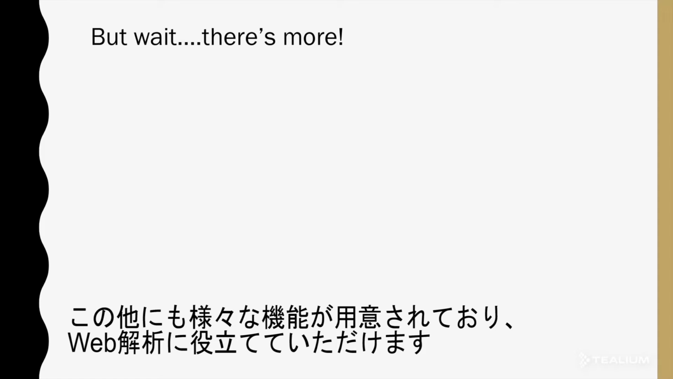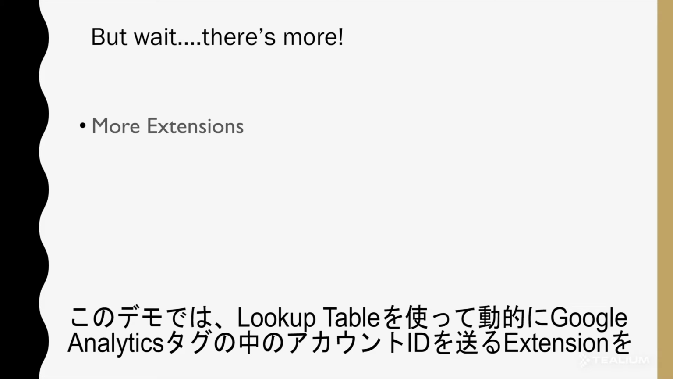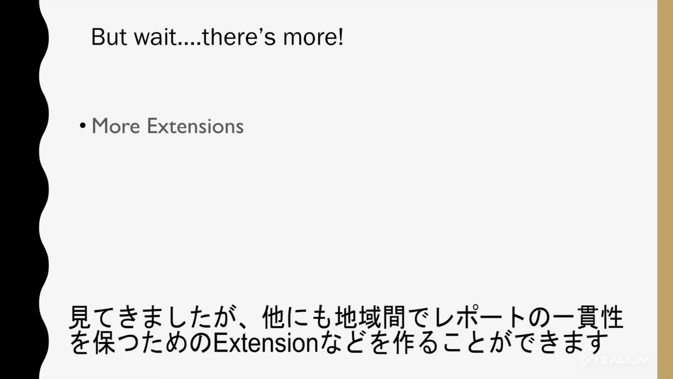So as you can imagine, there are many other features that we can use to help deploy web analytics at scale in your organization, and I wanted to quickly call out a few others here for reference. First of all, extensions. So we used one extension there, which was the lookup table, to dynamically pass the account ID in to the Google Analytics tag. But obviously there are way more extensions that we can use to make reporting consistent across regions. So things like being able to lowercase all of your data in your data layer to make it consistent so you're not cross-reporting and so on.